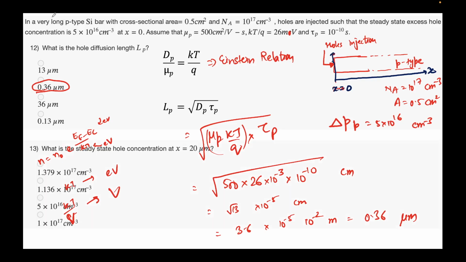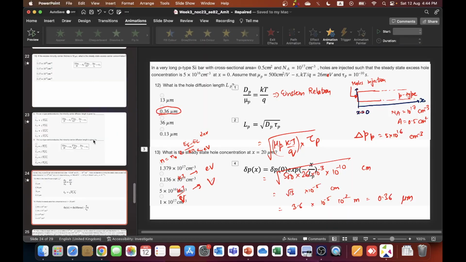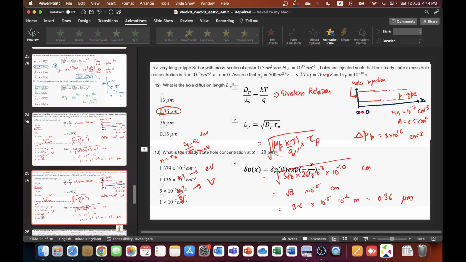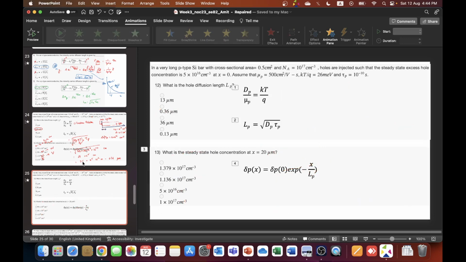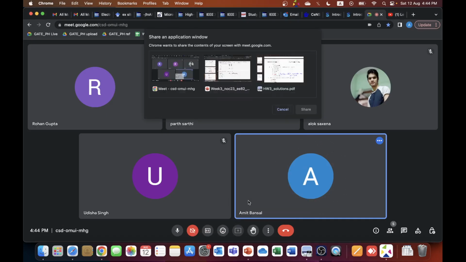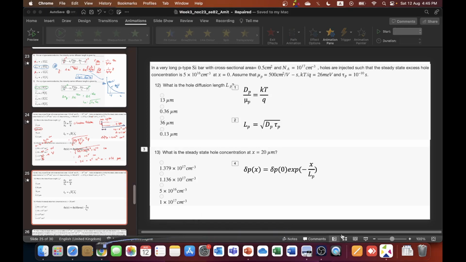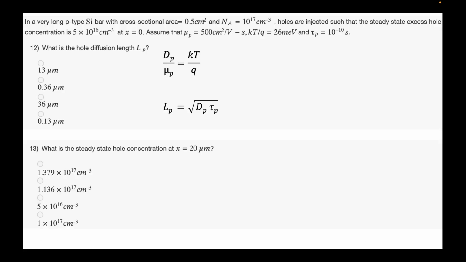So this is one problem. This is the second problem you see over here, right? how should I do it? Just a second, give me a minute. Can you see the presentation?